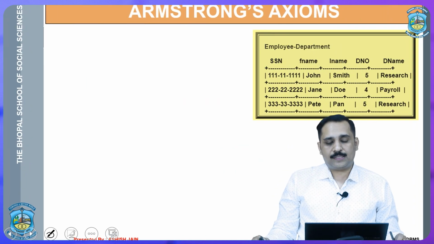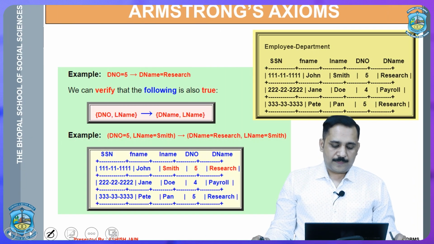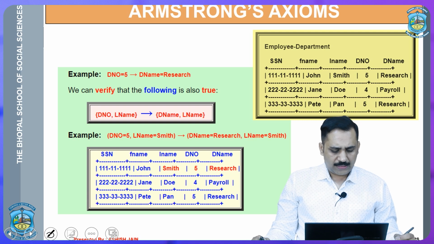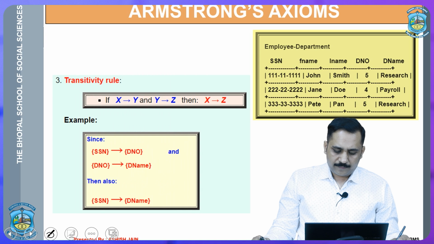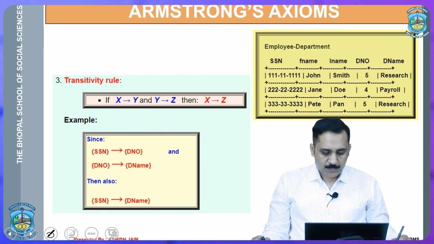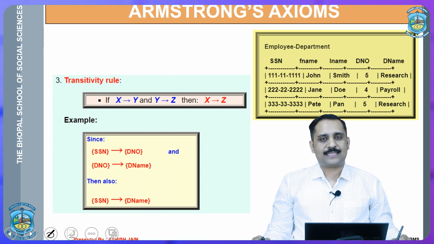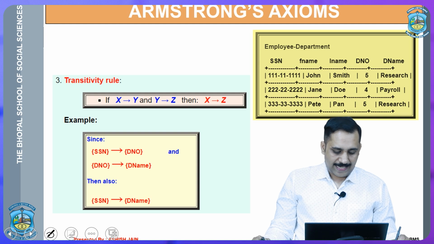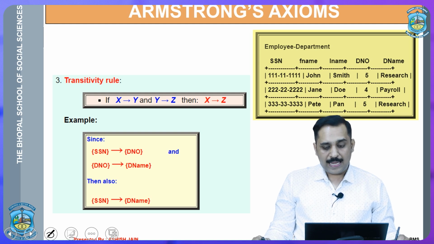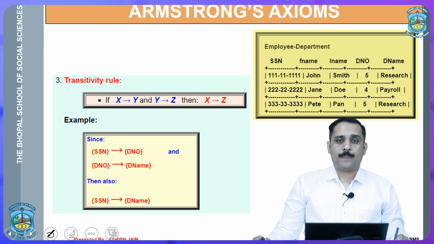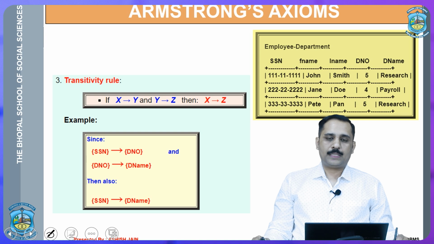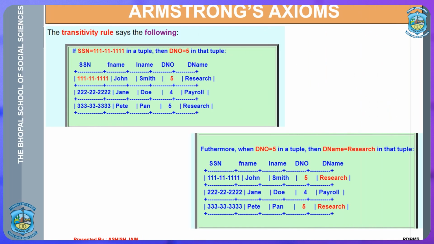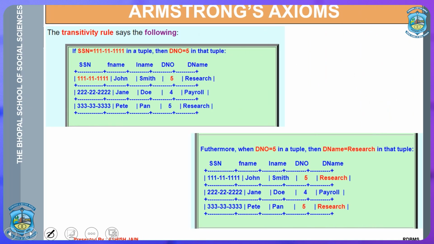Next is transitivity. In the same table, we have another example. For transitivity, X → Y and Y → Z, then we can say that X → Z. Here, since SSN number → department number and department number → department name, we can conclude SSN number → department name. This property is transitivity. Now, apart from this, there are other examples as well.